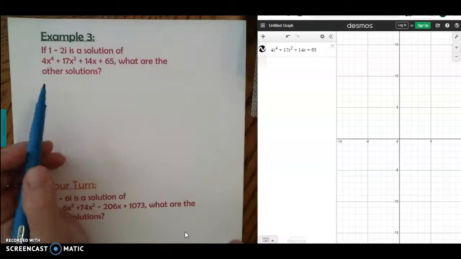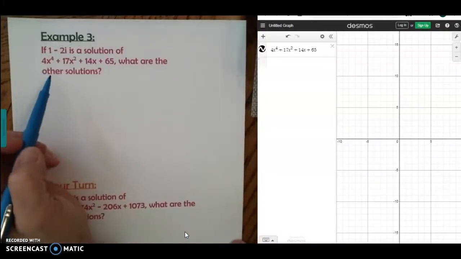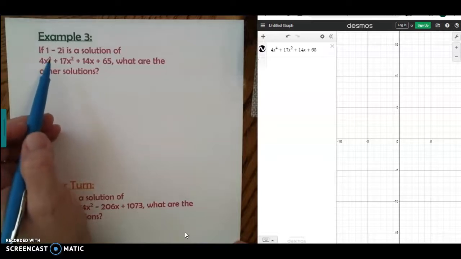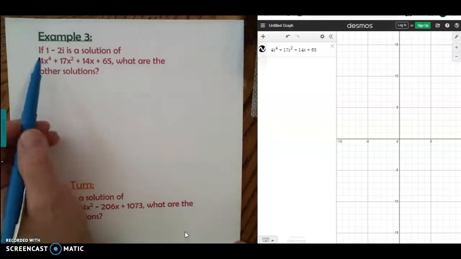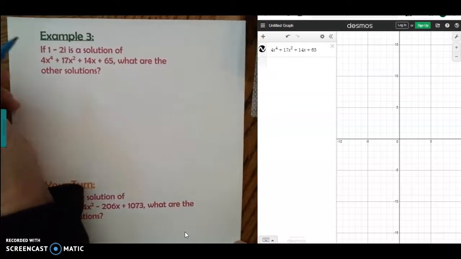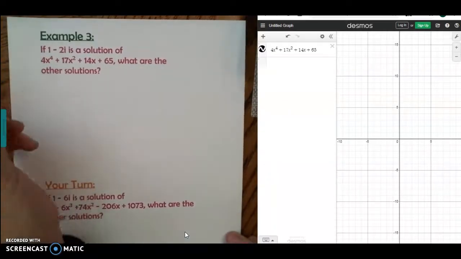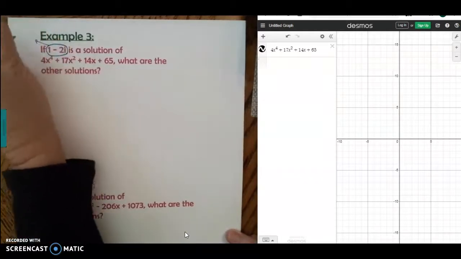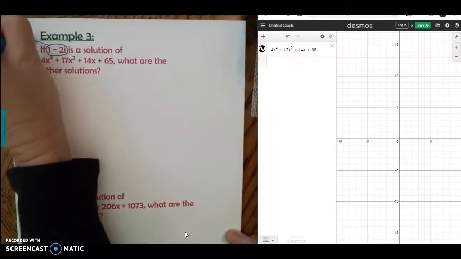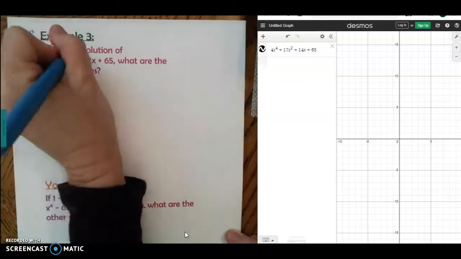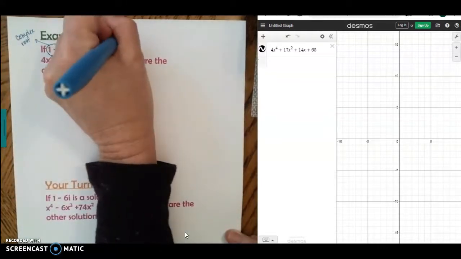Okay guys, let's work on example 3. It's a little bit different in the fact that this time they gave us a complex root for a solution. So it says if 1 minus 2i is a solution of this polynomial, what are the other solutions? Okay, so complex root. And if you remember, when we have a complex root, we need the conjugate.